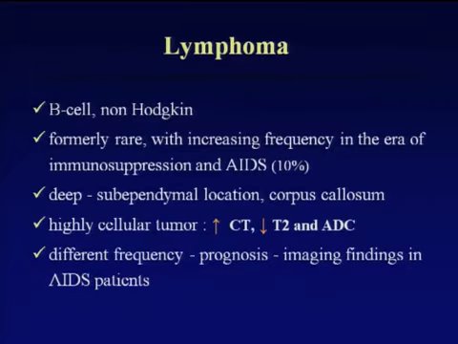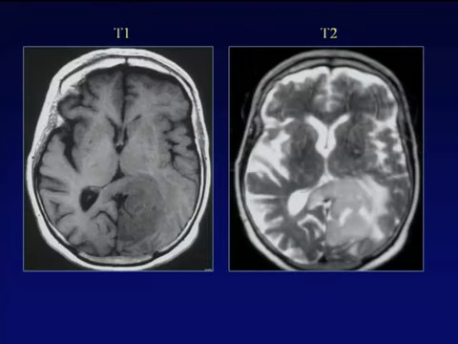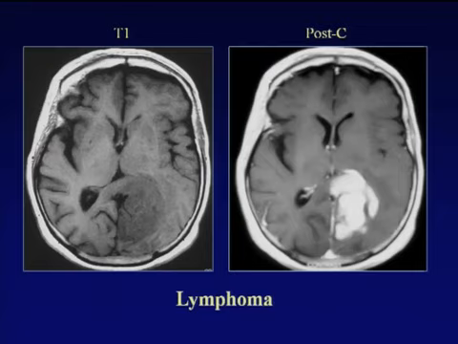Another tumor is lymphoma, which in the past was very rare, but now it has increased in frequency in the area of immunosuppression in AIDS patients. It has this typical location, deep subependymal, around the corpus callosum, and again it's another very highly cellular tumor. So again, low on T2. If you are doing CTs, hyperdense and quite homogeneous enhancement. This is a case of a lymphoma. You see the deep subependymal location on T1. On T2, it's quite low, and post-contrast, you see the abnormal enhancement.